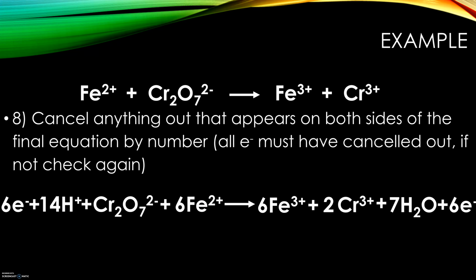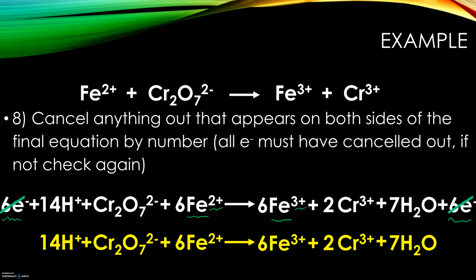Cancel anything out that appears on both sides of the final equation by number. So, by the end, remember the goal is all electrons should cancel out, and that's the main reason we had to do step 6. So if we look over here, 6 electrons and 6 electrons, they can cancel each other out. Now there are no other things that are equal on the left side and the right side. Yes, we have both iron and iron, but note that the oxidation number or the charge is different, making it a completely different ion. All right, so there's nothing much more for us to go from here. So this is now our finalized answer to how to balance the following reaction in an acidic solution.